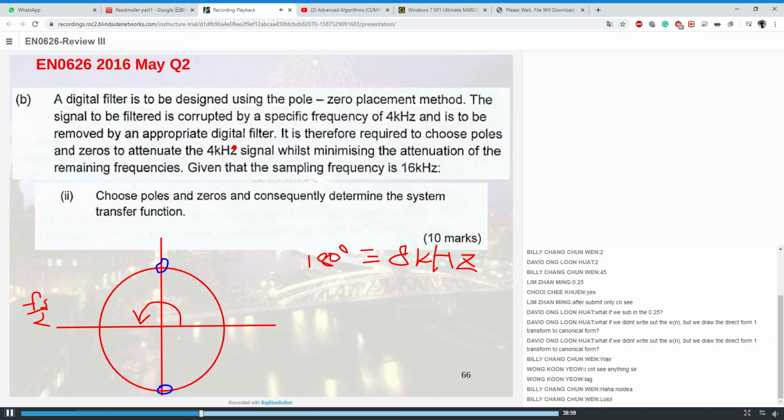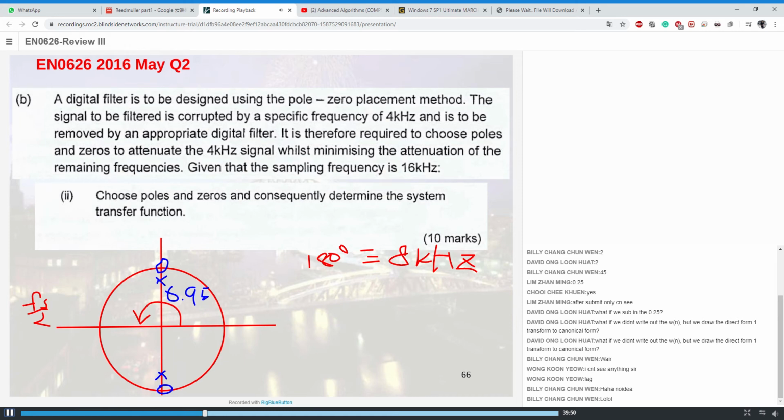You also want to make sure the remaining frequencies have minimal attenuation. Because you want to create a band stop filter that only suppresses this narrow band, you can put a pole somewhere near here, and then a conjugate pair with it. But you cannot touch the unit circle, because once a pole touches the unit circle, it becomes marginally stable. So you always reserve a little bit, and a normal example is radius 0.95.